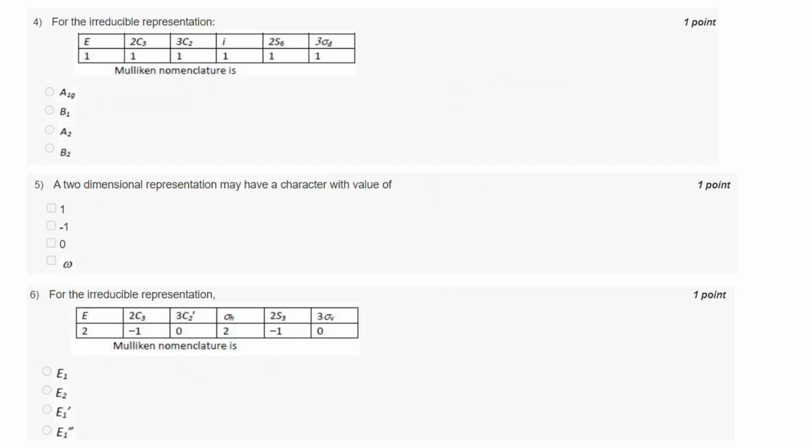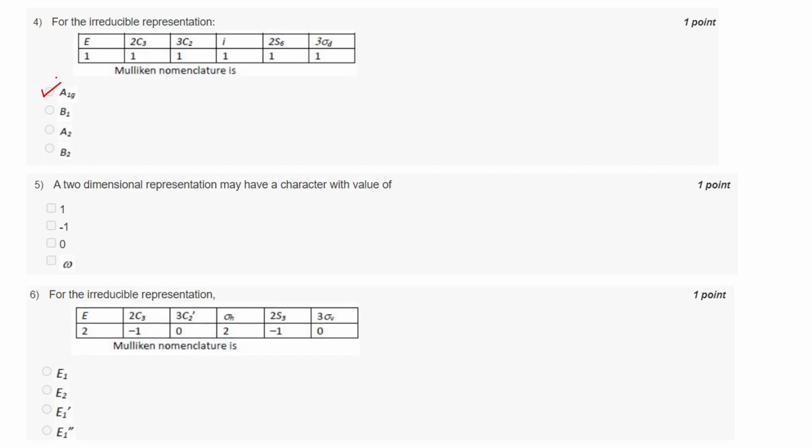Now question number 4. One irreducible representation is given. What is the Mulliken nomenclature? Obviously, from the character of identity, we can understand that it has a dimensionality of 1. Then it could be either A or B. As we can see, the principal rotational axis is C3, and along this it is symmetric, so it will be A. B1 and B2 are excluded, so there are two possibilities now, A1g and A2. Now looking at the character for the symmetry operation of center of inversion, it is symmetric. So it will be A1g. So A1g is the correct answer.